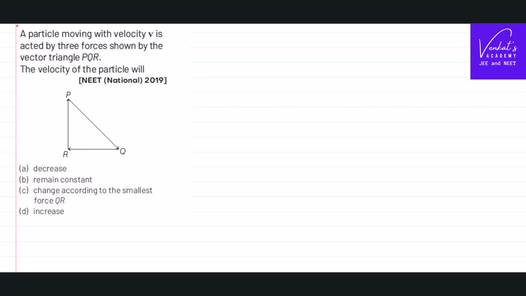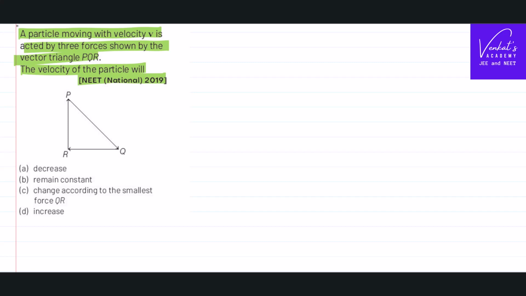This is a NEET 2019 question from the laws of motion. The problem is like this. A particle moving with a velocity v is acted on by three forces as shown. What is the velocity of the particle? It's a pretty simple problem.